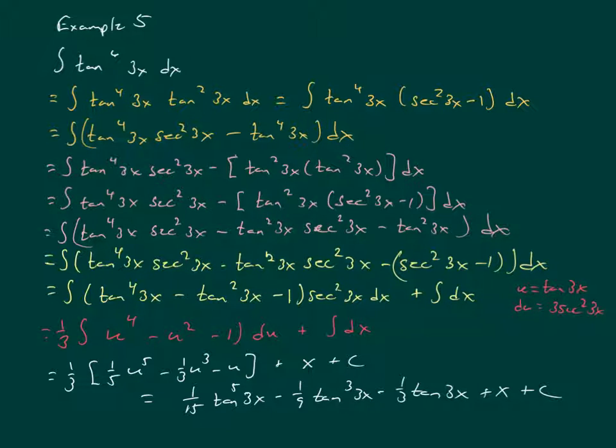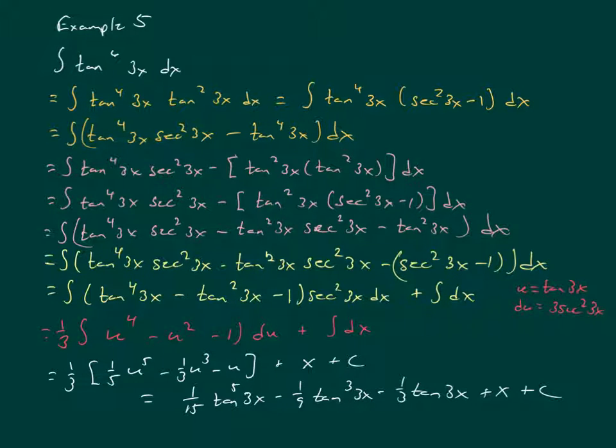So when I do that, I'm going to have this part here, tangent squared 3x secant squared 3x minus, and you'll notice the brackets there, tangent squared 3x times tangent squared 3x dx, which will then be the integral of tangent to the fourth 3x secant squared 3x minus the tangent squared 3x times secant squared 3x minus 1 dx. And again, when I distribute that tangent squared in there, I now have the integral of tangent to the fourth 3x secant squared 3x minus tangent squared 3x secant squared 3x minus tangent squared 3x dx.